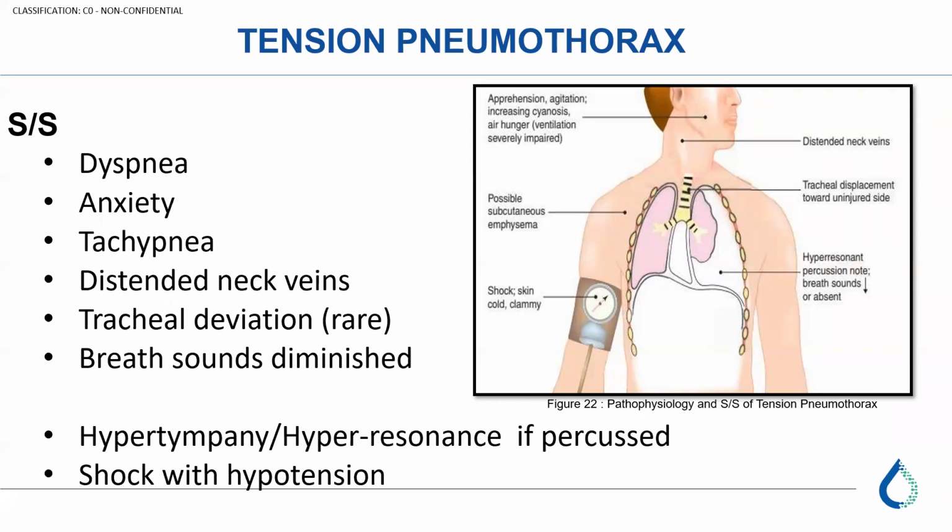On hemothorax, what was the result of percussion? We'll discuss it later. Shock with hypotension. Okay, this is figure 22, pathophysiology and signs and symptoms of tension pneumothorax.